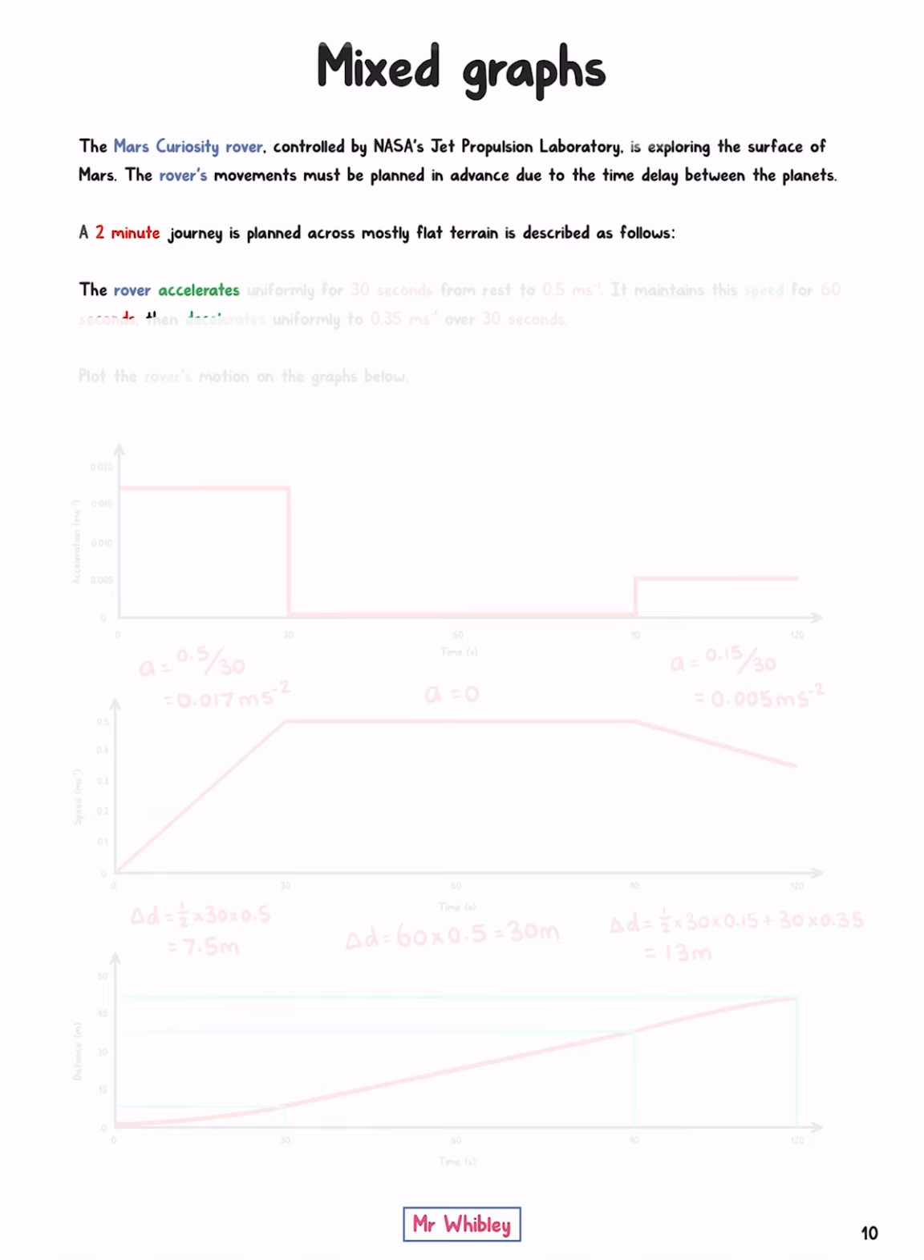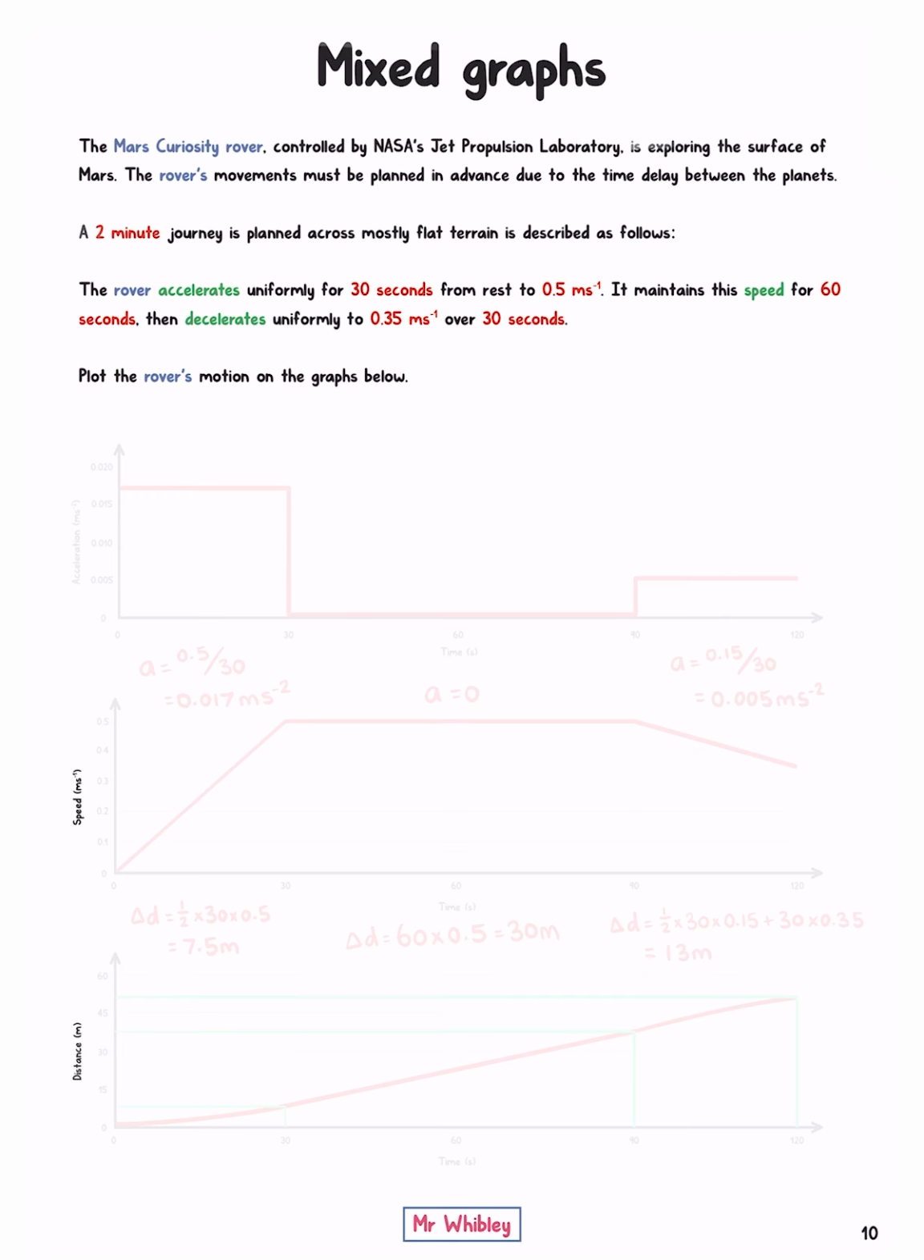The rover accelerates uniformly for 30 seconds from rest to 0.5 meters per second. It maintains this speed for 60 seconds, then decelerates uniformly to 0.35 meters per second over 30 seconds. Plot the rover's motion on the graphs below. We have graphs for distance, speed, and acceleration.